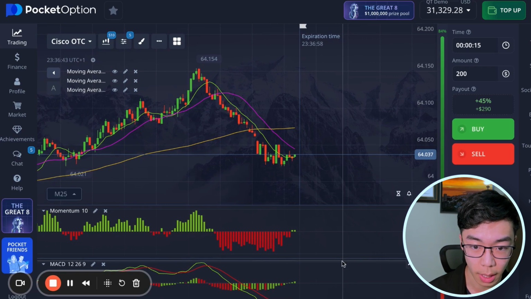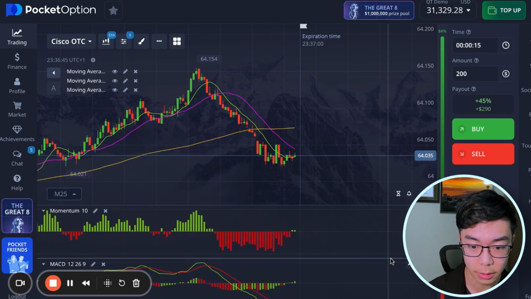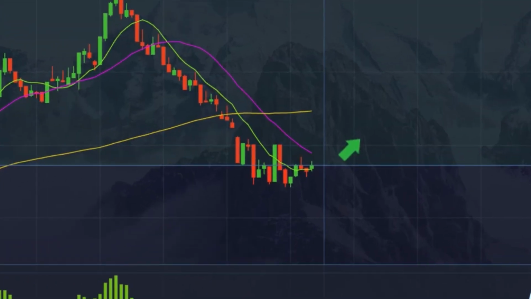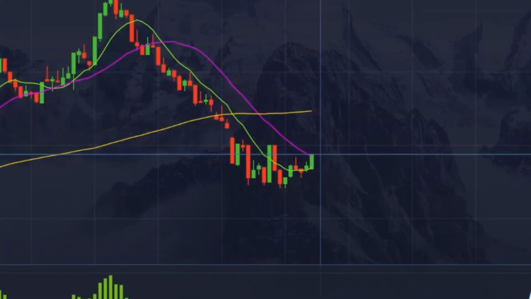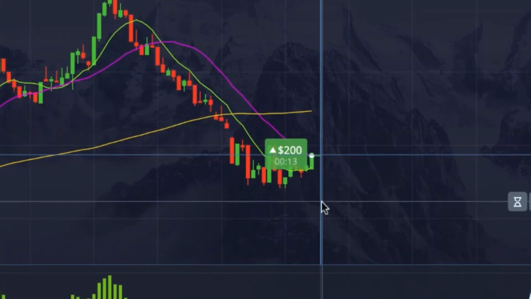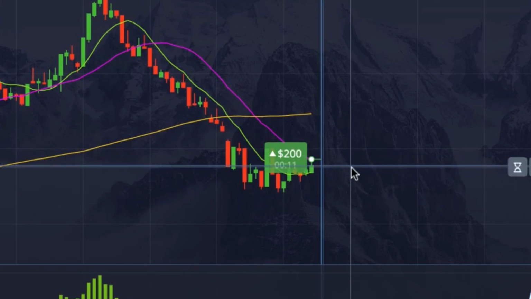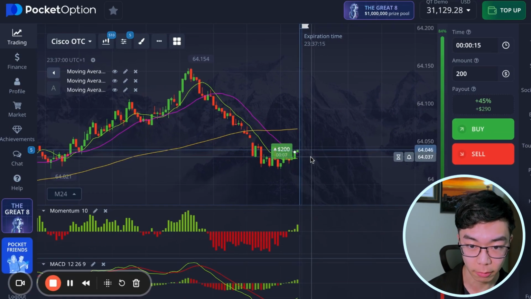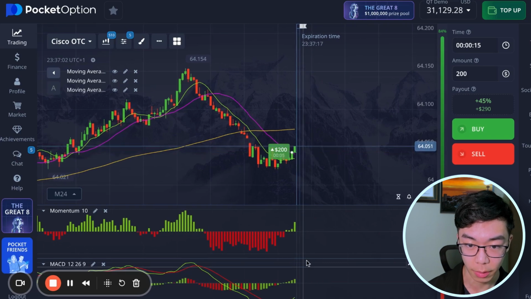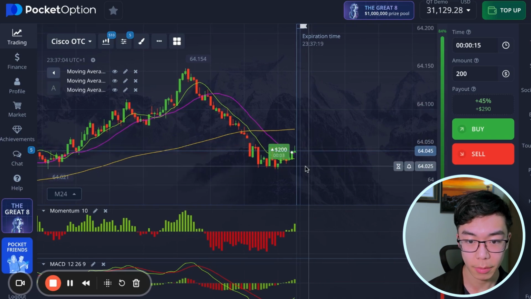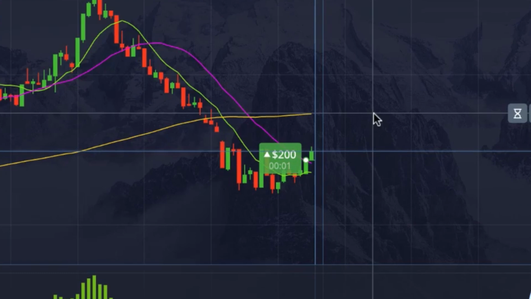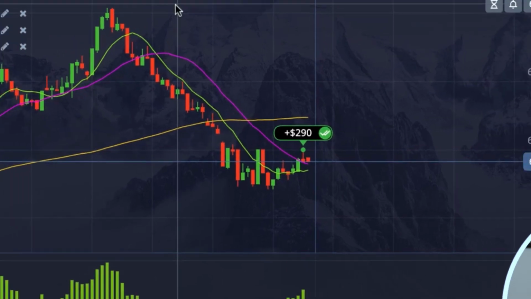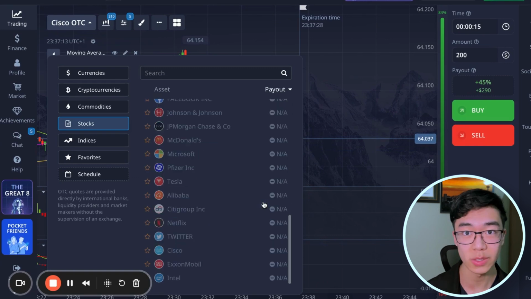Cisco, things are going upwards right here, and things might be in a very good position. So I might actually do a buy right here. It's a little bit higher than I'd like it to be bought at. I would ideally want to be bought at around this level, but things are lining up perfectly here. Things are about to cross over right here, and we made that profit right there. Really great. 3 wins, 1 loss.